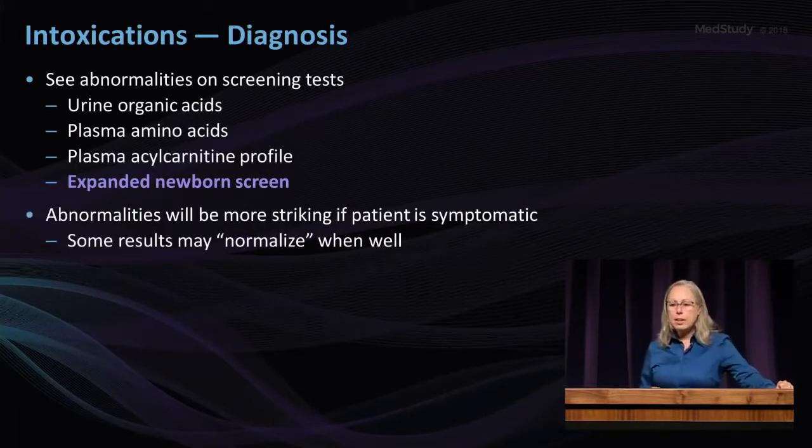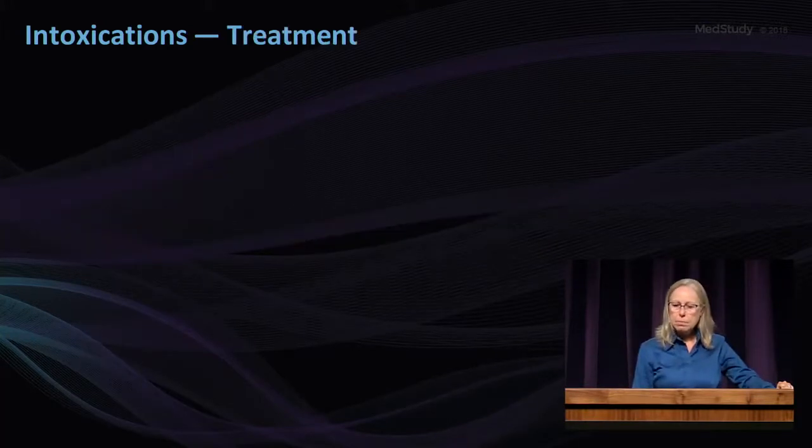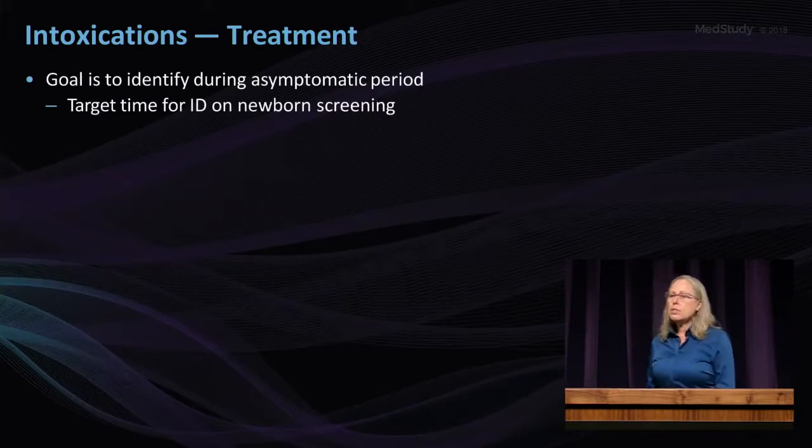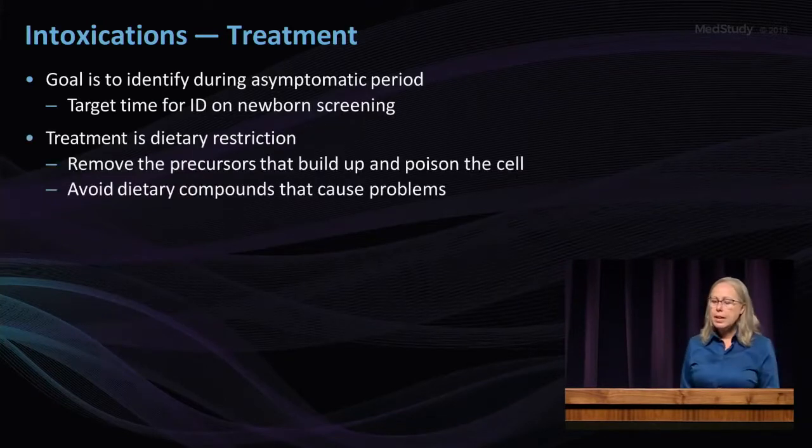Abnormalities will be more striking if the patient is symptomatic. So some results may normalize when the child's well. The more ill the child is, the more likely they're going to throw the abnormal metabolite that we're searching for that will help us make the diagnosis. So our goal is to identify the child before they become sick. And this is the whole basis of newborn screening.